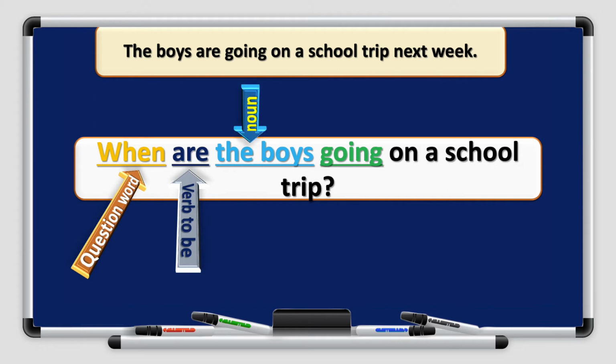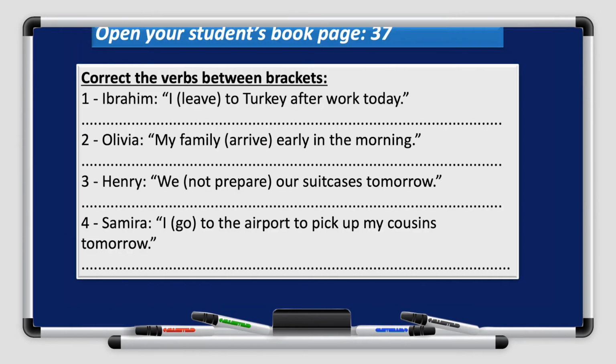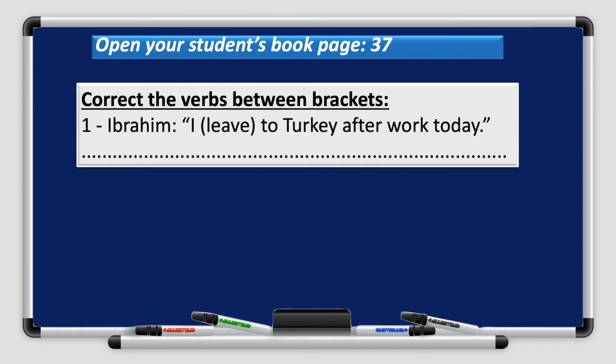Excellent. They are the noun. And going is our verb ing. Now it's time to practice. So look at this task that you can find in your student book, page 37. You are required to correct the verbs between brackets. Let's look at number 1.